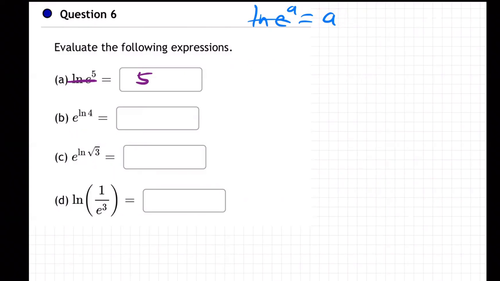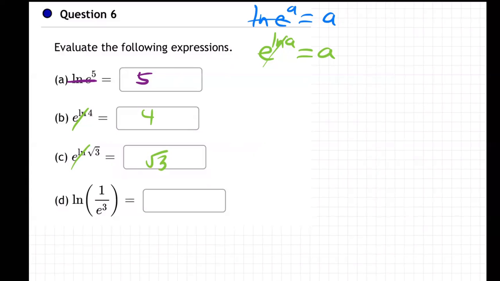Now, vice versa is also the case. If you put the e first and then ln of a, they're going to cancel, and it's a. So basically, if e and ln are right next to each other, they're going to cancel each other out. So this one right here is just going to be 4. Does that make sense? This one right here is just going to be square root of 3. Good with all those? e and ln are opposites of each other, and they cancel each other out.